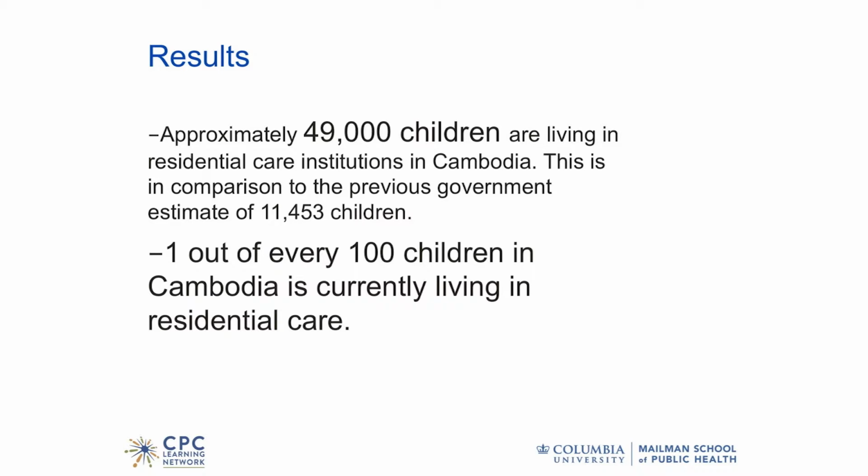So using this model, we estimate that there are about 49,000 children living in residential care institutions in Cambodia. And this is 4 times more than the previous government estimate of 11,453 children. So put another way, this means that 1 out of 100 children in Cambodia is living in residential care. We'll have some time during the Q&A to process that, but that's an enormous number. And this is really not a one-off thing happening, but a societal trend with huge implications for family care and for social service needs.